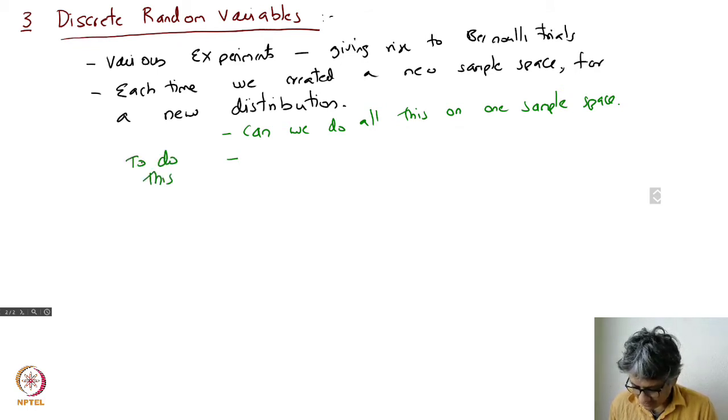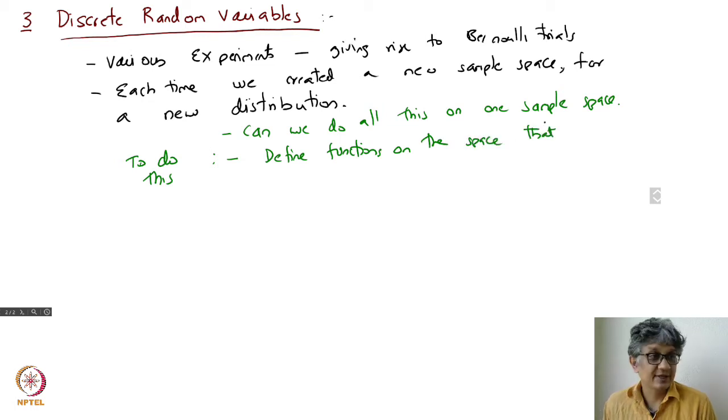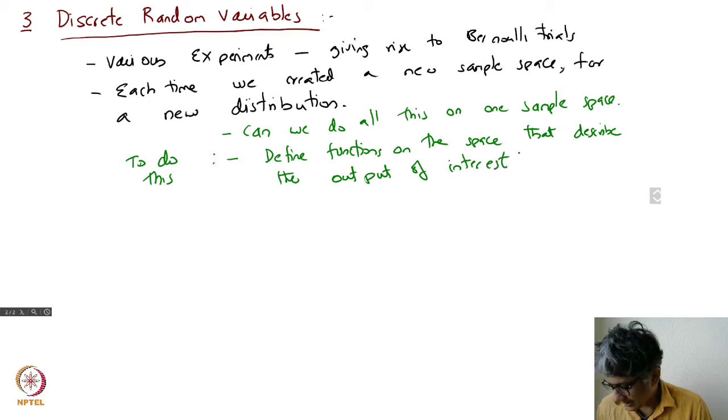So one needs to construct a concept called random variables. What you do is define functions on the space, functions that describe the output of interest, whose outputs relate to the question under consideration. Once you do this, you're on your way. These are called random variables.